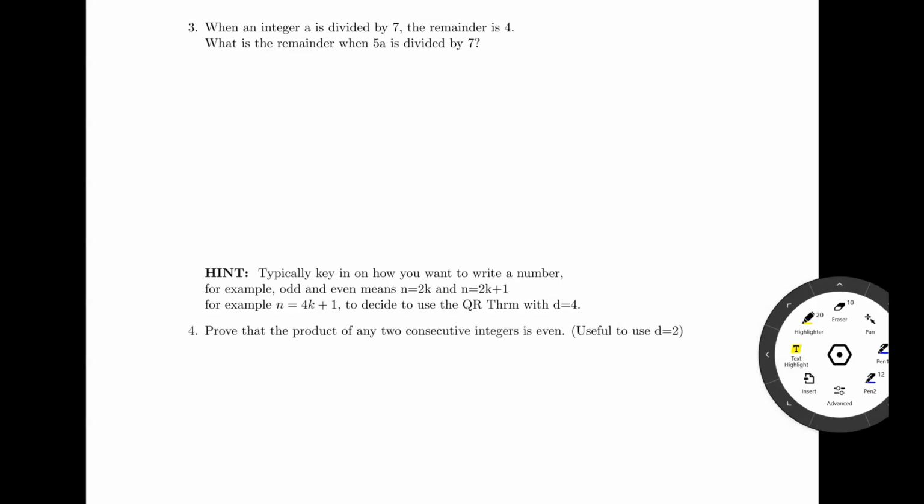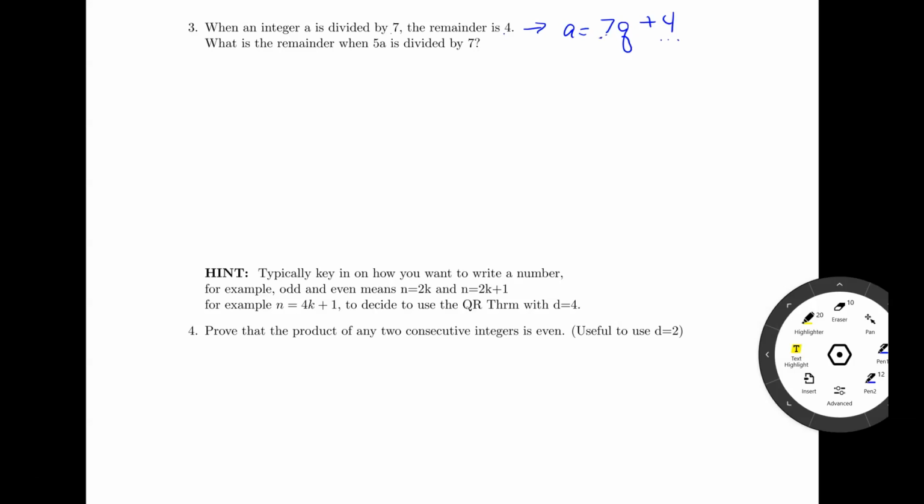All right, here we have a problem. When an integer a is divided by 7, the remainder is 4. So what does that tell you? Integer a is 7q plus a remainder of 4, right? So I don't know what q is, but I have some number of multiples of 7 in there, and then I have a remainder of 4.